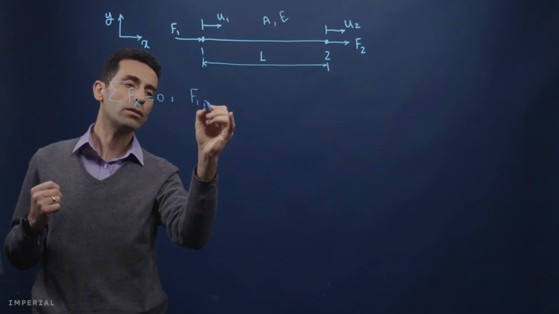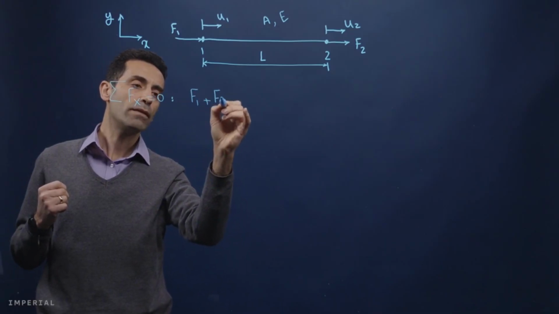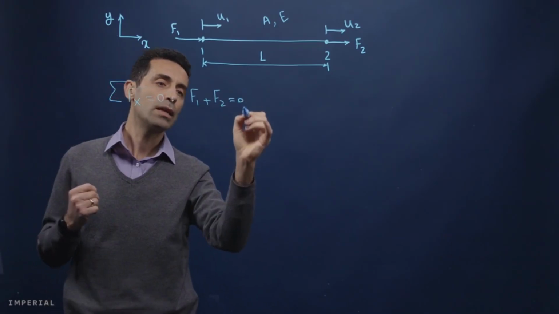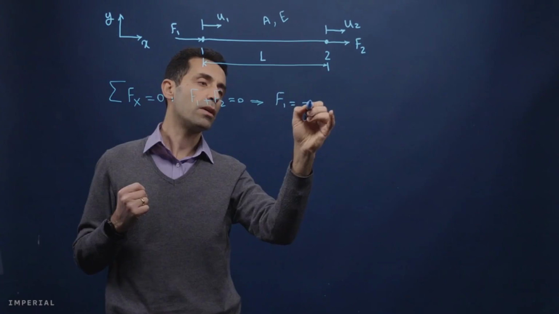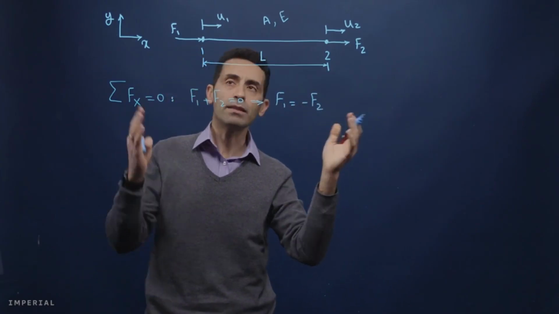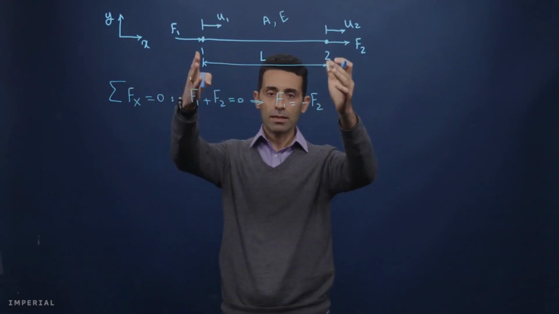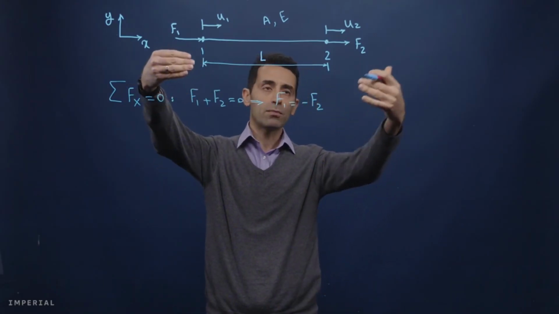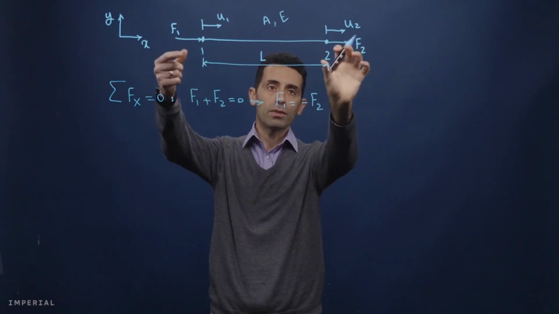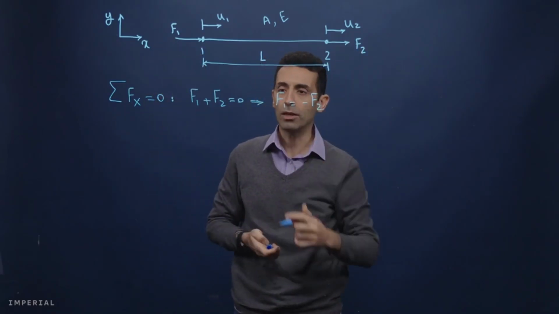So we have F1 plus F2 equals 0. And that will give us F1 equals minus F2. I think that is quite intuitive, right? Because this truss is in static equilibrium, so that force has to be equal to this force, but opposite sign. So that is what this equation is telling us.